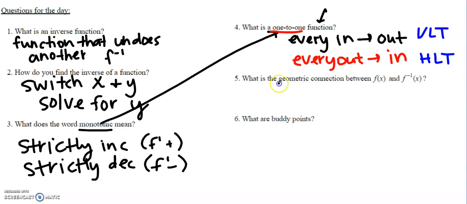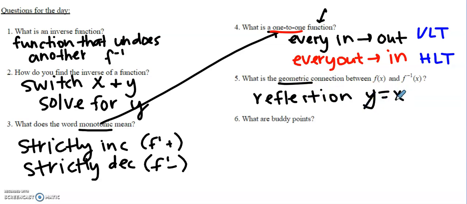Geometric connection. We all studied geometry for quite some time. The geometric connection between f and f inverse is there is a reflection over the line y equals x. So oftentimes we talk about reflections over an axis. Here we're reflecting over the line y equals x because if you look back at question 2, we're switching all of our x's and y's. So everything that was a y is now an x, and everything that was an x is now a y. So we've reflected. And now here comes our key for today, and that is the concept of a buddy point.